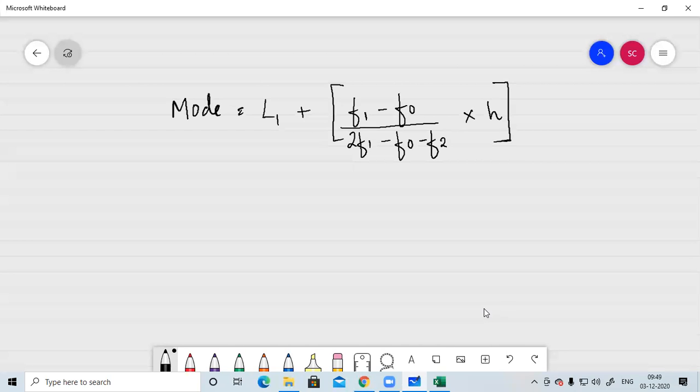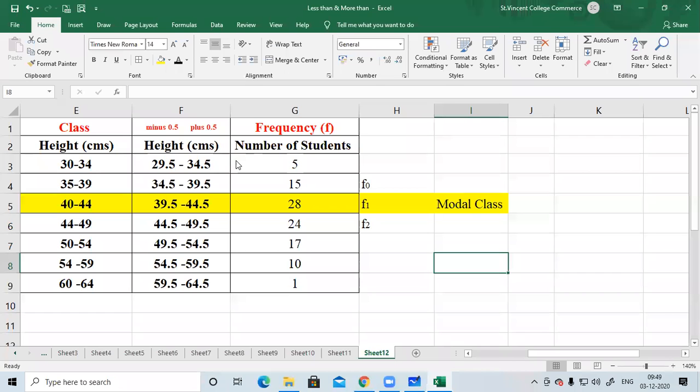Okay. So let's start solving the sum. Lower limit. Now here there is 40 to 44. Which one will you take? Will you take 40 or will you take 44? The answer is neither. You don't take both.